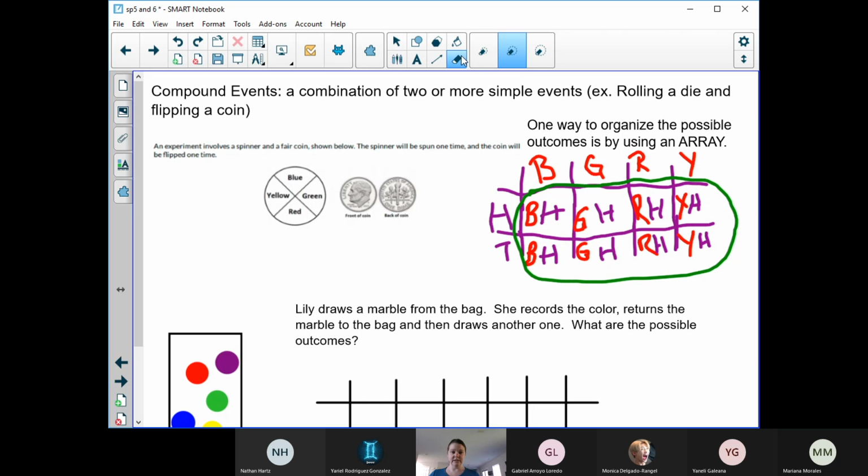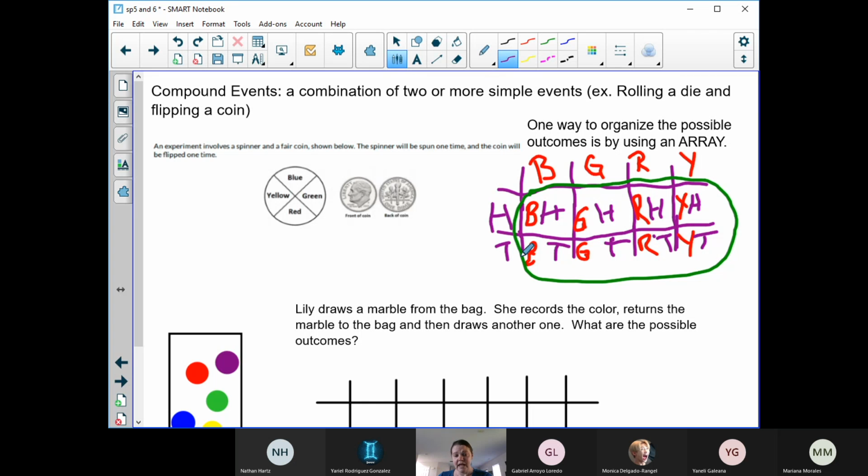you know what, I did heads on all of them instead of tails. Let's try that again. This should be tails, tails, tails, and tails. It's always good to double check your work before you move on. So I could get blue heads or blue tails, green heads, green tails, red heads, red tails, or yellow heads, yellow tails.